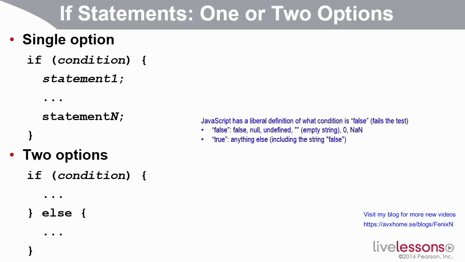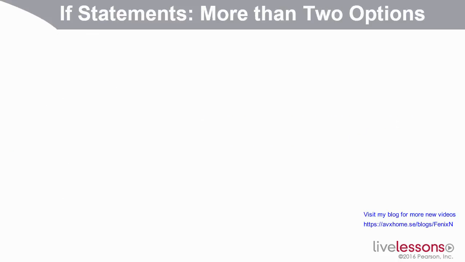Now, we'll give an example shortly to illustrate that JavaScript has a kind of funny definition of what false means. If you test x is less than 7, it's obvious. It's either true or false. But there are some other definitions of what JavaScript considers to be false, and we'll give an example of that later.